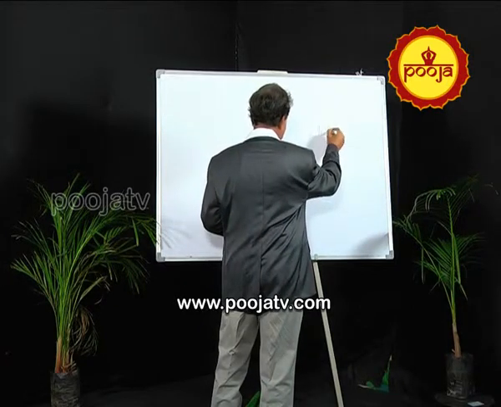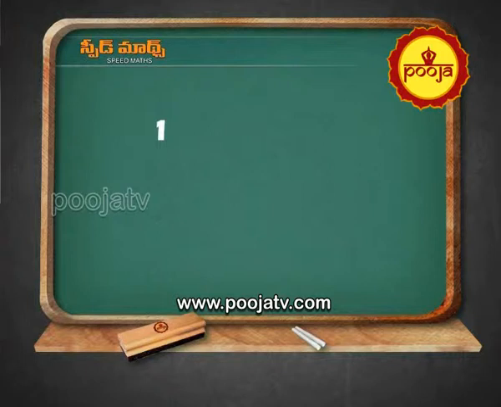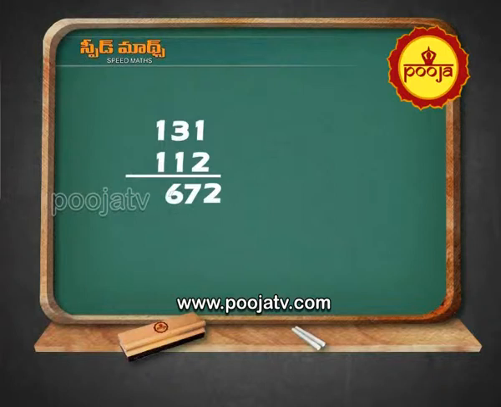For example, 131 into 112. Here 2 ones are 2, 3 twos are 6, plus 1 is 7. And all the 3: 2 into 1 is 2, 1 into 1 is 1, 3 into 1 is 3, 3 plus 3 is 6. Next 1 into 1 is 1, 3 into 1 is 3, 3 plus 1 is 4, 1 into 1 is 1. This is the method I have told you.